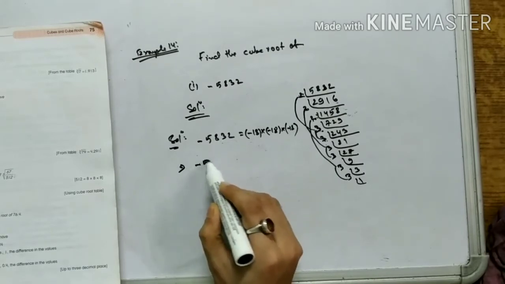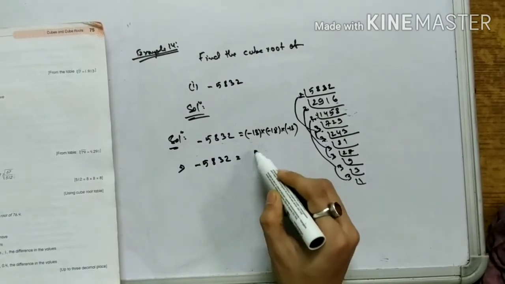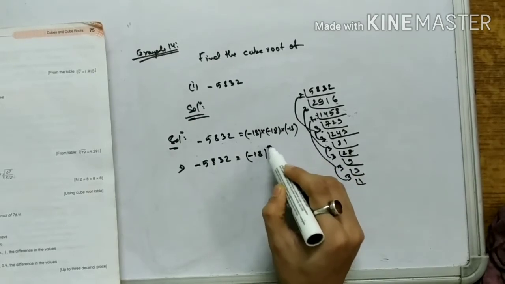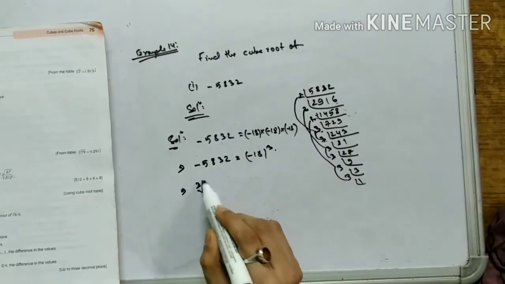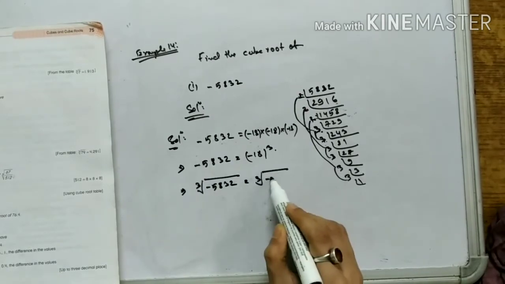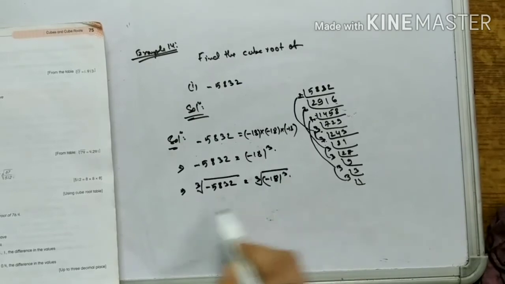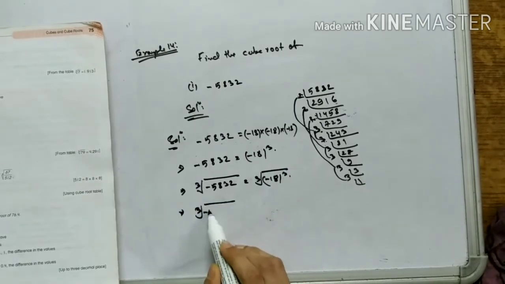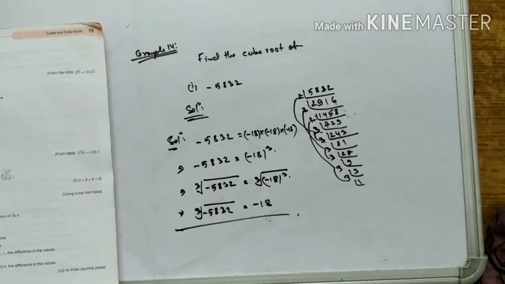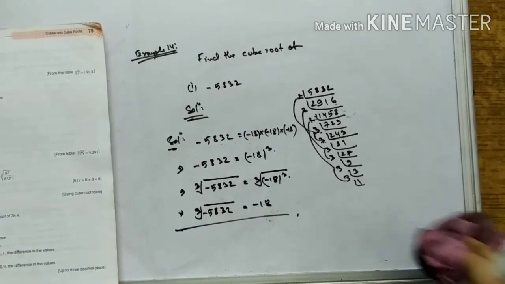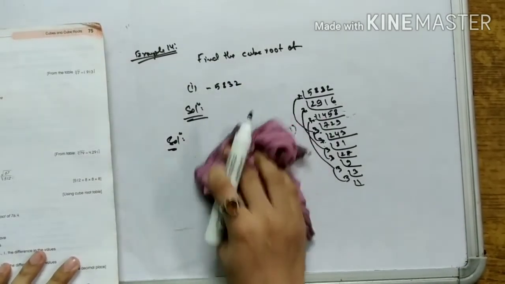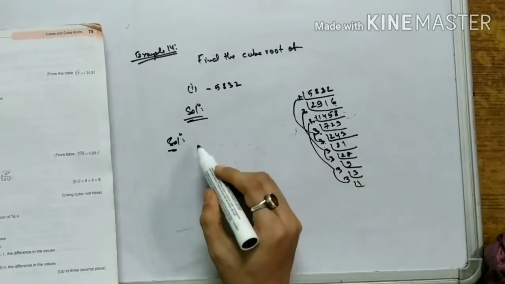So this becomes minus 5832. This one becomes minus 18 the whole cube. So therefore the cube root of minus 5832 will become minus 18. This is the answer. You can do it in this way, or you can do it in this way also.